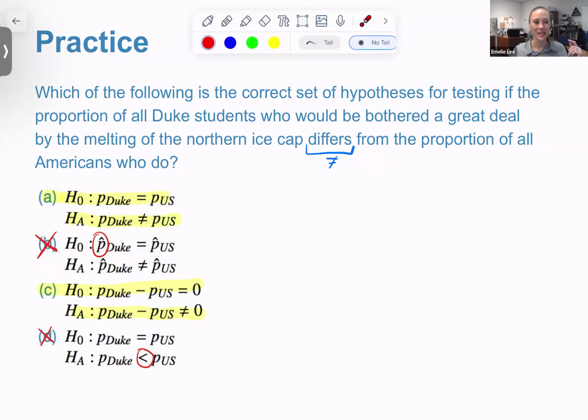Why? Because let's start in A. If P Duke is equal to PUS, then P Duke minus PUS must be 0, right? You can just move the PUS over, subtract it to the other side, then you're left with a 0 on the right, right? Same thing here. You could add PUS to both sides, and you could have P Duke equals PUS, right? Or just kind of thinking about it, if they're the same, then the difference must be 0, right? So that's a good start.